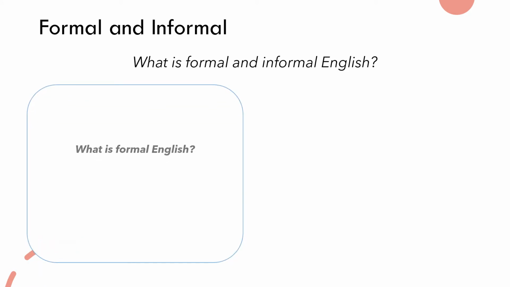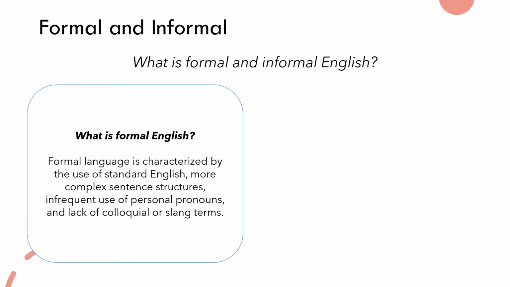So first of all then, when we think about formal English, this is language that is characterized by the use of standard English. Often they use more complex sentence structures, infrequent use of personal pronouns, and lack of colloquial or slang terms. So a quick and easy way to think about that is that formal language is the kind of thing that we're going to use for typical things like if you are applying for a job, if you're writing to an organisation, a business or an MP. It's a more professional tone, so it's really important that when you look at your writing questions specifically, you're aware of the kind of tone or language that you'll be expected to use in your writing.